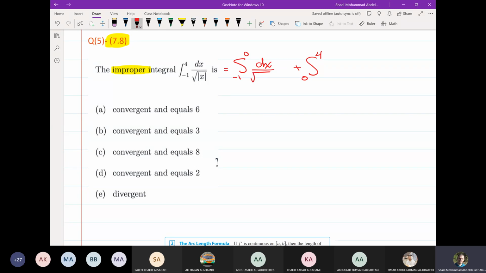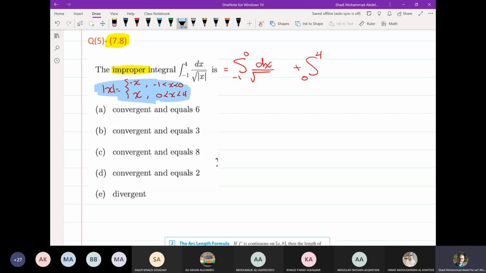Now, the root of the absolute value of x. Look here. I will discuss the absolute value of x. In the interval from -1 to 0, is it positive or negative? Negative. So the absolute value here will be minus x because it is negative. And on the interval from 0 to 4, it will be just x because it's positive here. Is that clear?